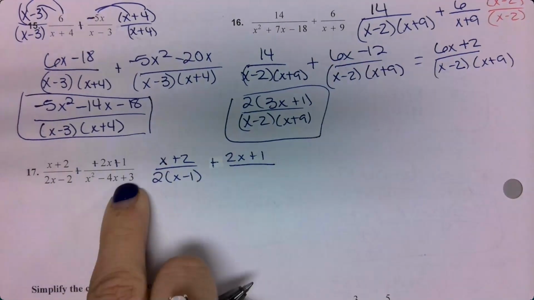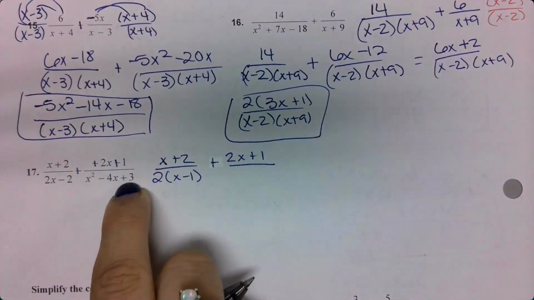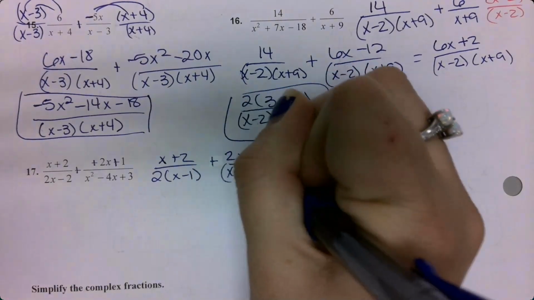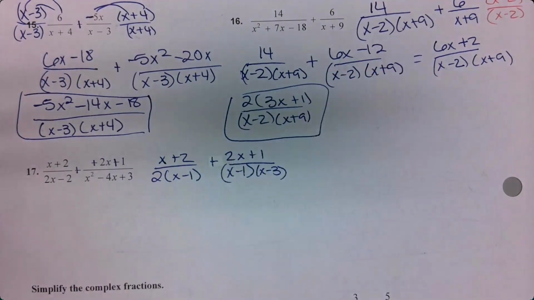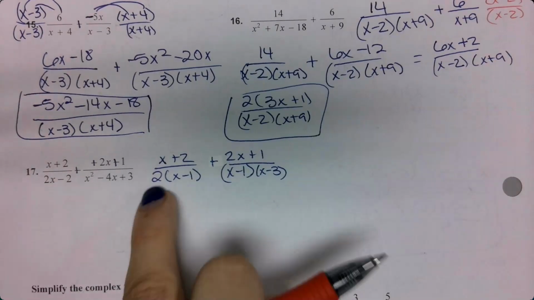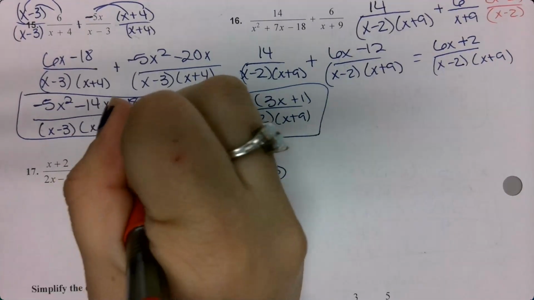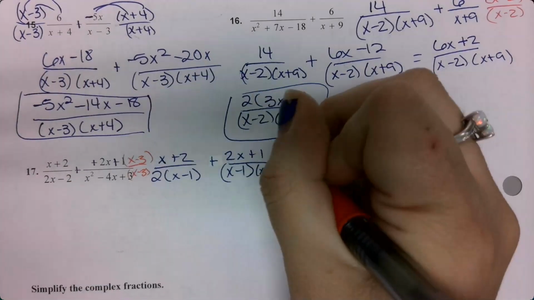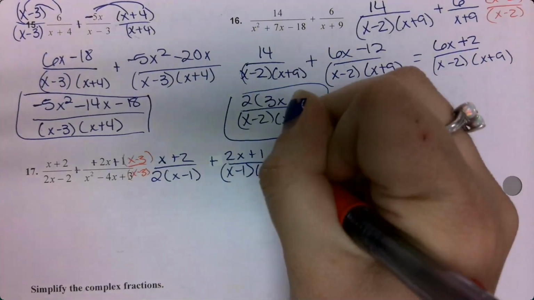Then I want to factor my denominator. I'm looking for what multiplies to positive 3 and adds to negative 4, which is negative 1, negative 3. So I'm looking for what each of my fractions are missing on the bottom. This one's missing an x minus 3. And then this one is just missing a 2.